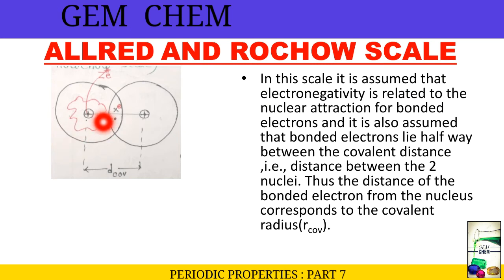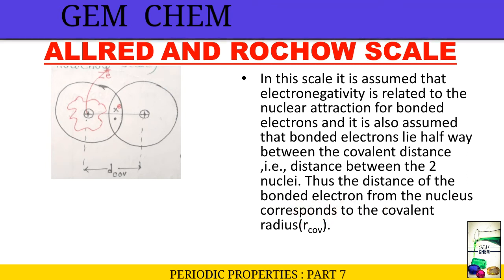Now first in this scale, these positive parts are the two nuclei and the electron is revolving, and this is a covalent bond formation. Here is the electron, right, and the charge of the nucleus is Z star E. In this scale, it is assumed that the electronegativity is related to the nuclear attraction for bonded electrons, and it is also assumed that bonded electrons lie halfway between the covalent distance, that is the distance between two nuclei. Thus the distance of the bonded electron from the nucleus corresponds to the covalent radius.